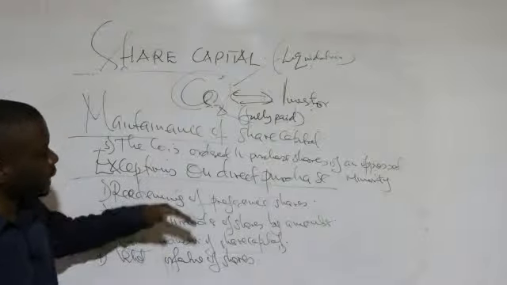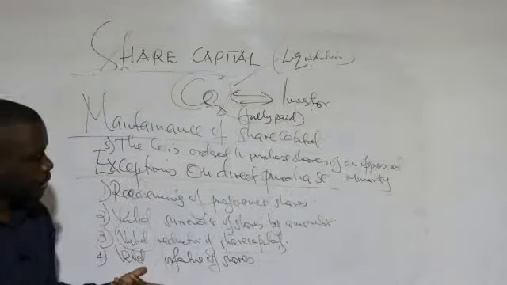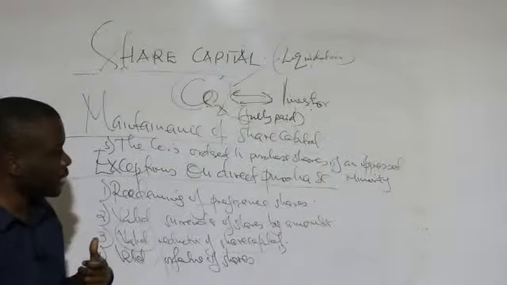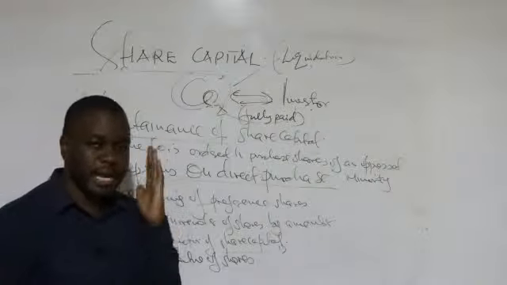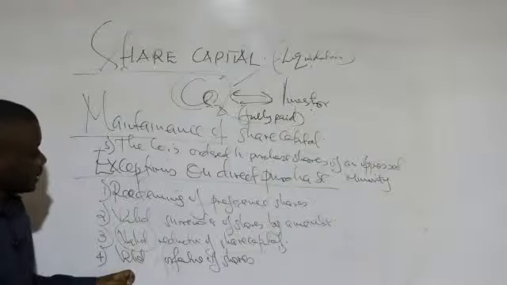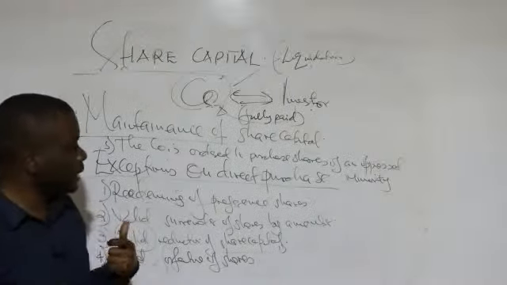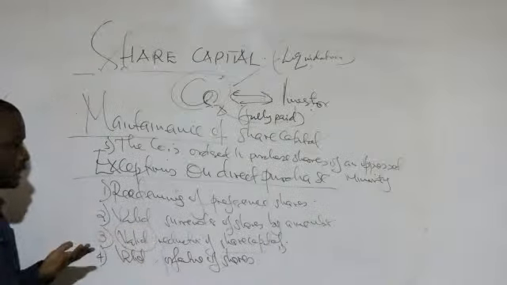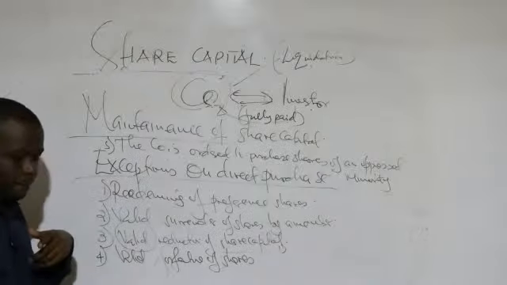So these are exceptions under direct purchase by the company of its own shares. Under these circumstances, the company is allowed to purchase its own shares. Generally, the company is prohibited from buying back its shares, but under these particular circumstances, the company has no option but to end up buying back its shares. So these are exceptions under direct purchase, whereby it can directly purchase its own shares by itself.